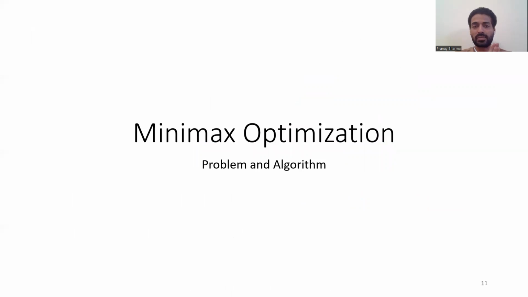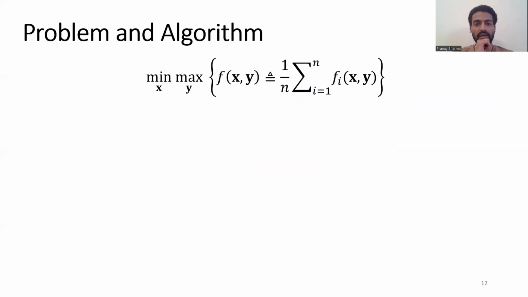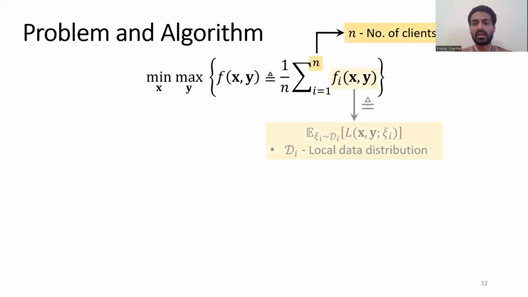Next, let's discuss the specific problem of min-max optimization we consider and the corresponding algorithm we have proposed. So the problem we consider is min over x, max over y of F, where F is the average of n functions. Here n is the number of clients, and each of these n functions, the F_i's, corresponds to the ith client. Therefore, it depends on the local data distribution at the clients.